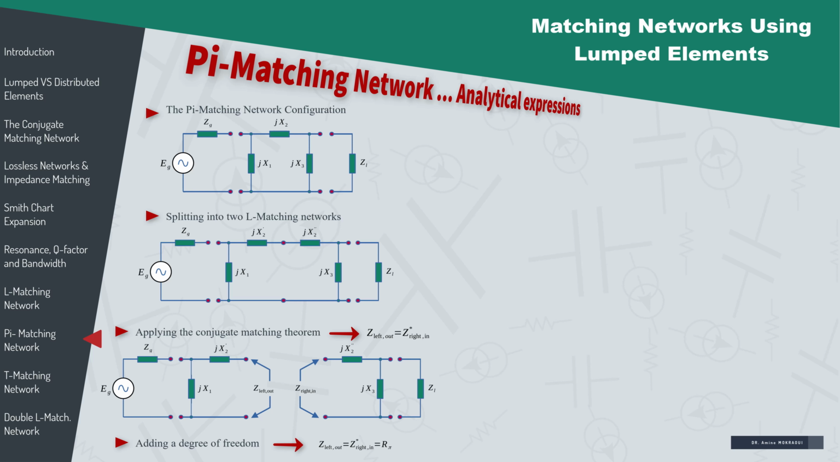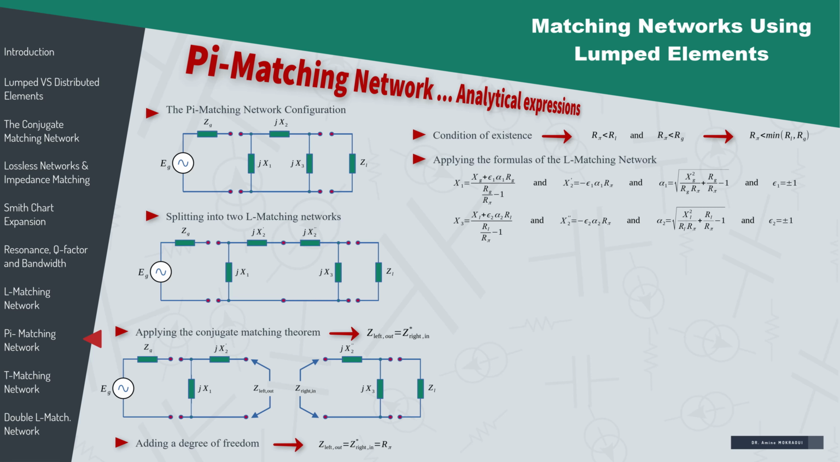To guarantee the actual existence of these L matching circuits, we choose R pi so that R pi is smaller than RL and R pi is smaller than RG, or equivalently, R pi is smaller than the minimum of RL and RG. To find the expression of the reactances, it suffices to apply twice the formulas developed for the L matching network. So we get the expression of x1 and x'2, then we get the expression of x3 and x2, and obviously x2 equals x'2 plus s2.